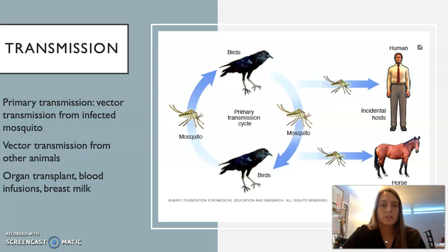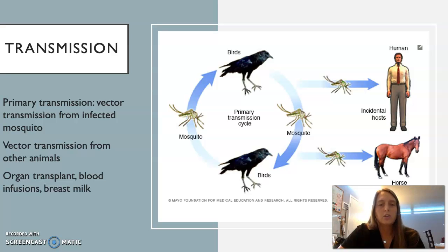So it's a vector transmission, and we can also be infected by birds if we come in contact with their meat when it hasn't been fully cooked, or if you touch a dead bird that was infected.